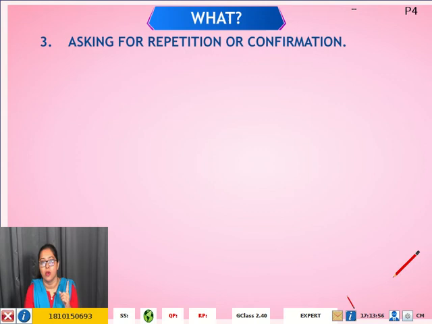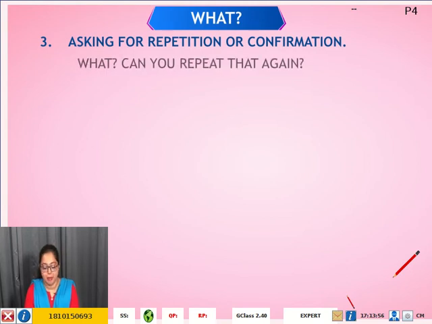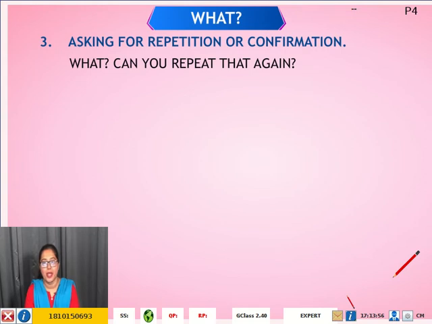Okay, so these were the uses. The first one was what, asking for information. The second one was what, asking for opinion. And the third one is what, asking for repetition or confirmation. If you are asking for repetition or confirmation, at that point of time we use the word what. I'll give you the examples here on the screen. The first example is, what? Can you repeat that again?